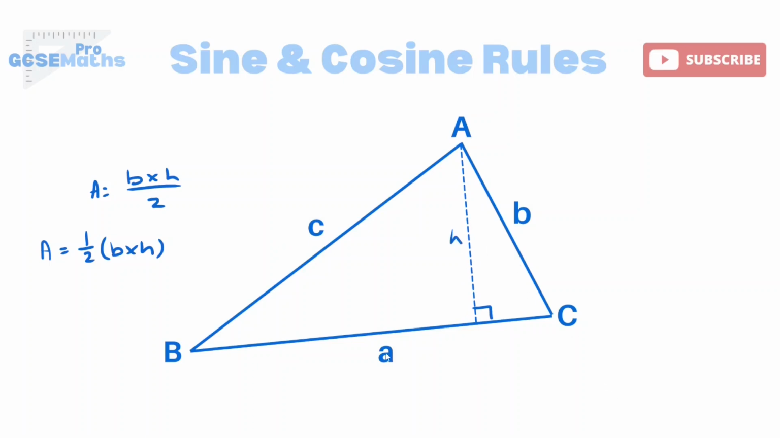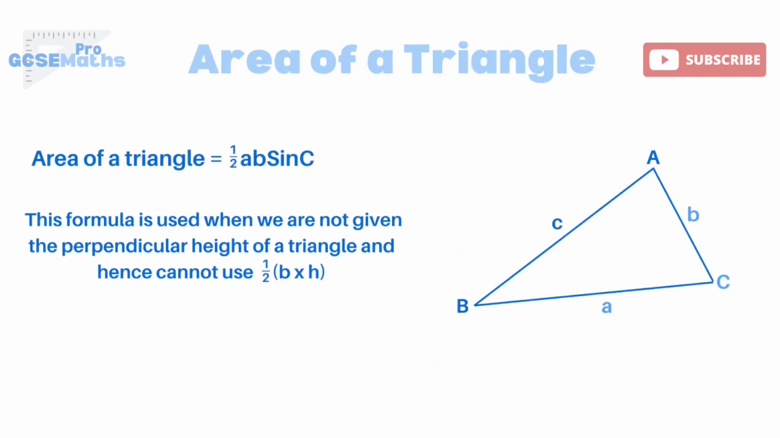Okay, that would be the height, and then this would be the base. So if you're not given this height, because that's not actually a side length, is it? If you're not given the height, if you only have the diagonal sides, this is when we're going to be using the formula that we have here. So the formula is half ab sine C.